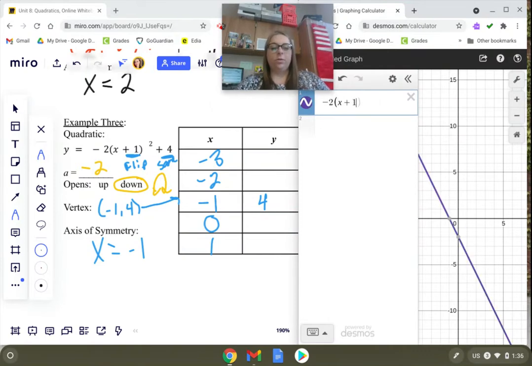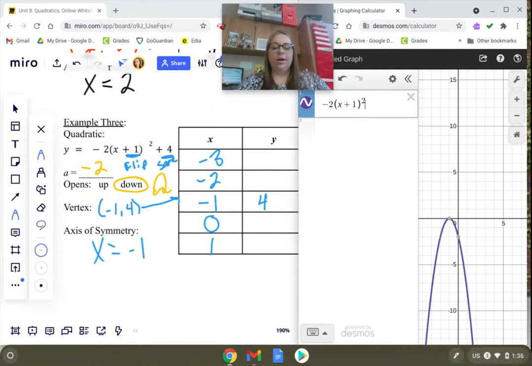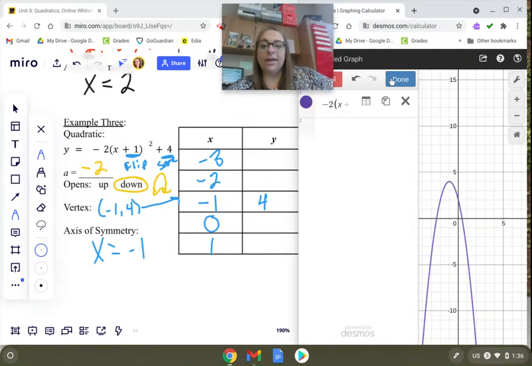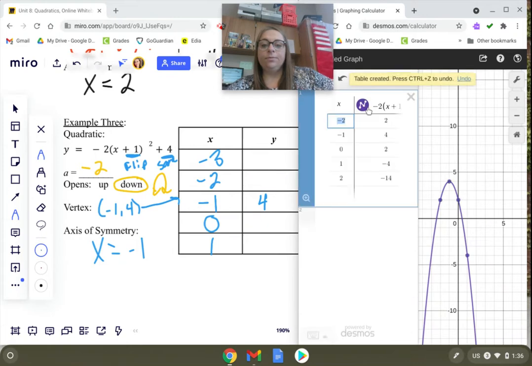So x plus 1 squared plus 4. Again, we see the graph. We can check our vertex is negative 1, 4. Now I want to fill in the rest of that table. So hitting that settings, hitting table, and we've got our table here.